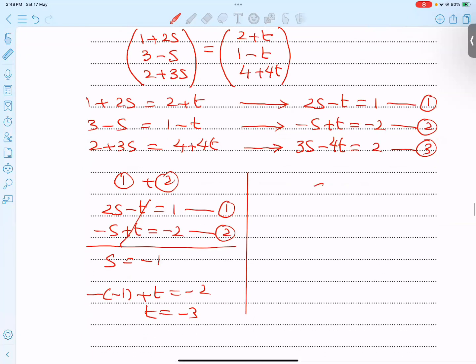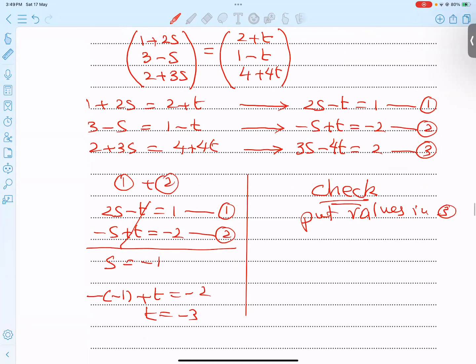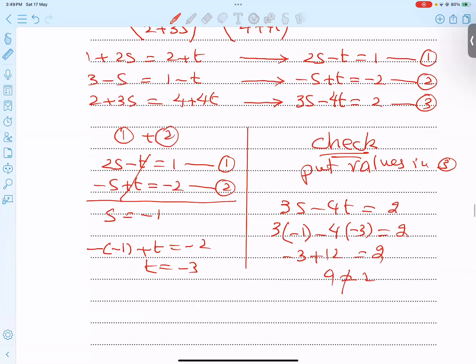Now for checking purposes, what I will do, I will plug in 3. So put values in 3. So basically equation 3S minus 4T is equal to 2. I'm going to plug in both values. If they match, they intersect. Otherwise, they don't intersect. And we know already they will not intersect. And I got 9 equal to 2. They are not equal. Yes, they don't intersect.